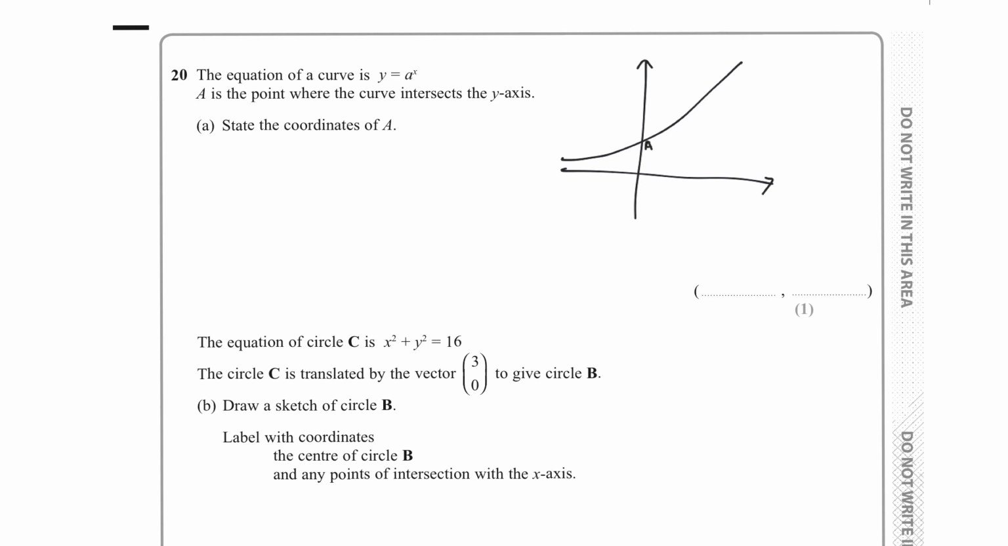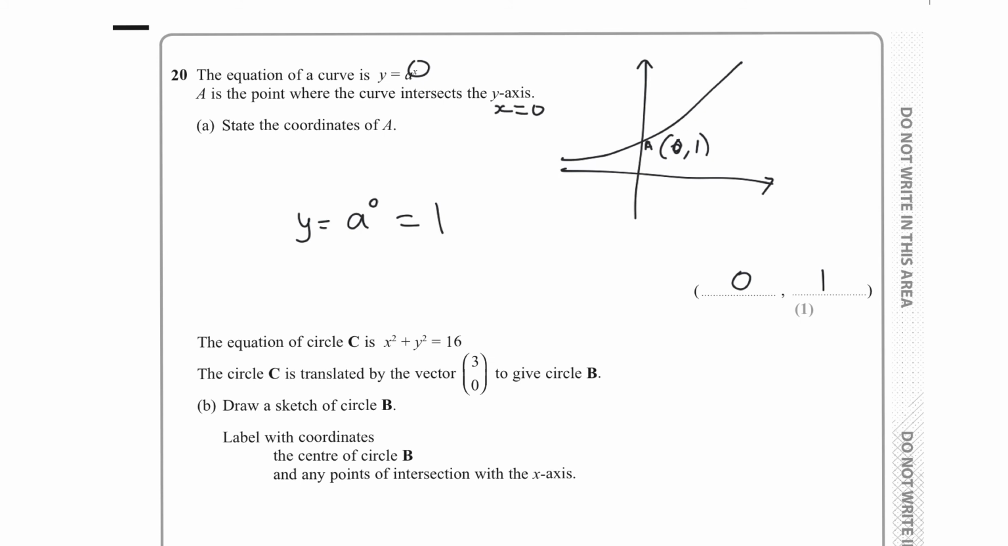And it says A is a point where the curve intersects the y-axis, so this would be A. So to work out the points of A, we know on the y-axis x is equal to 0. So if y is equal to A to the power of x and we substitute x for 0, A to the power of 0, anything to the power of 0 is 1. So that coordinate will be 0, 1.